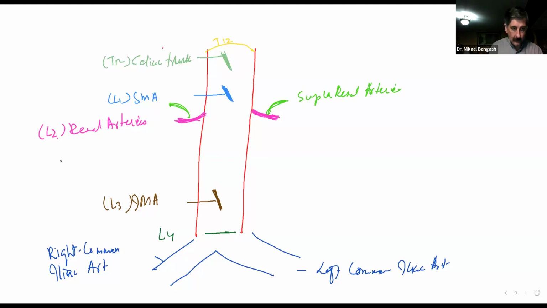Now, guys, another pair of arteries that's going to branch off the aorta, also at the level of L2, is what we'll call the gonadal arteries.